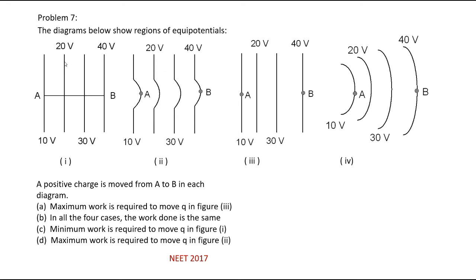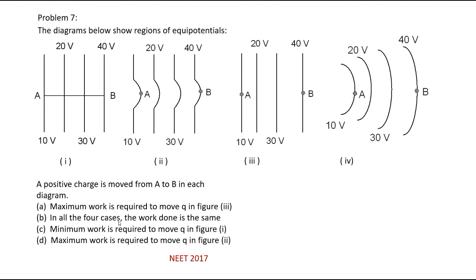Problem 7. The diagrams below show regions of equipotentials. There are 4 diagrams shown. A positive charge is moved from A to B in each diagram. Option A. Maximum work is required to move Q in figure 3.